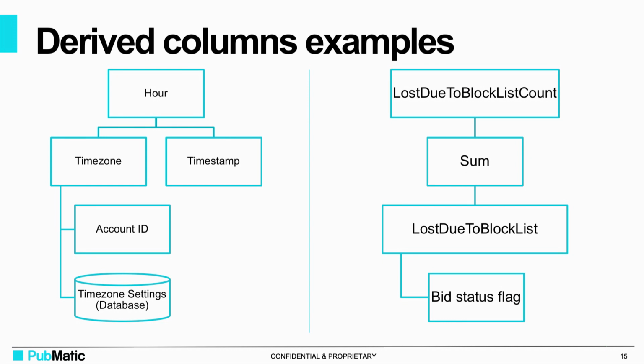Similarly, for a metric, before we do the sum, we first have to evaluate an additional column, which is derived by the flag. So we would have a bid status flag, which would have a certain value, say lost bid, and based on that value, we would mark it as 0 or 1, and eventually we will sum that up. This is what we did with most of our fields, and we created all these functions and registered them in the library.